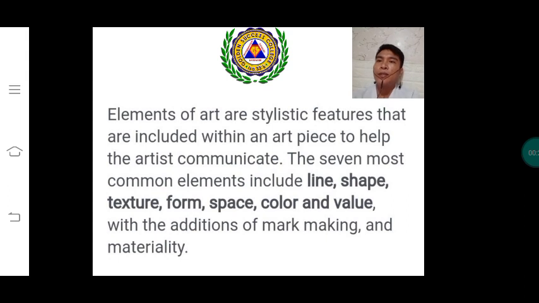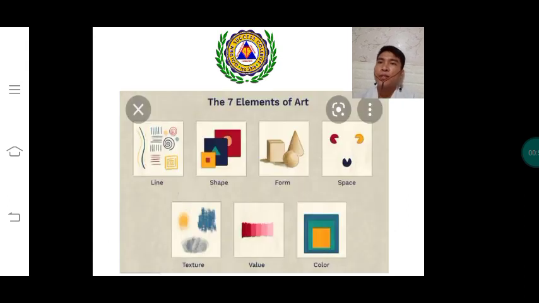The elements of art are stylistic features that are included within an art piece to help the artist communicate. The seven most common elements include line, shape, texture, form, space, color, and value, with the addition of mark making and materiality. These are the seven elements of art, guys. So you can see in the picture the lines, shape, form, space, texture, value, and color.